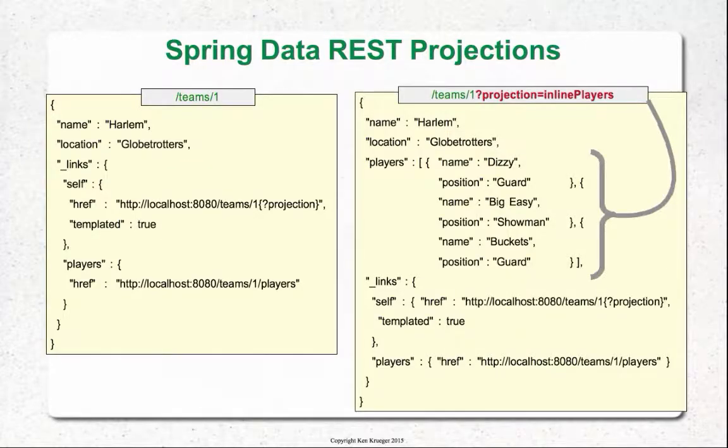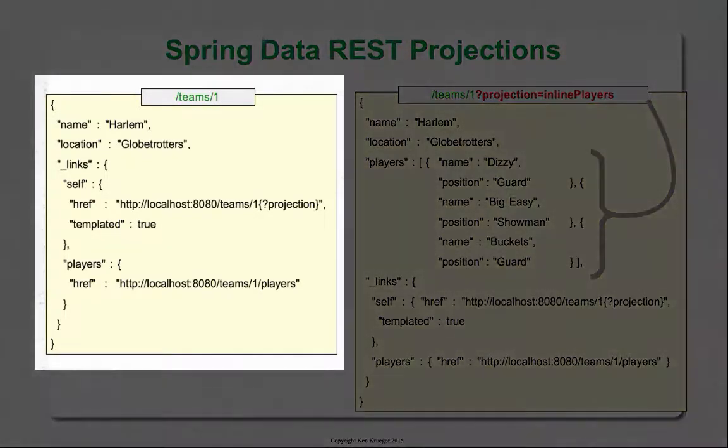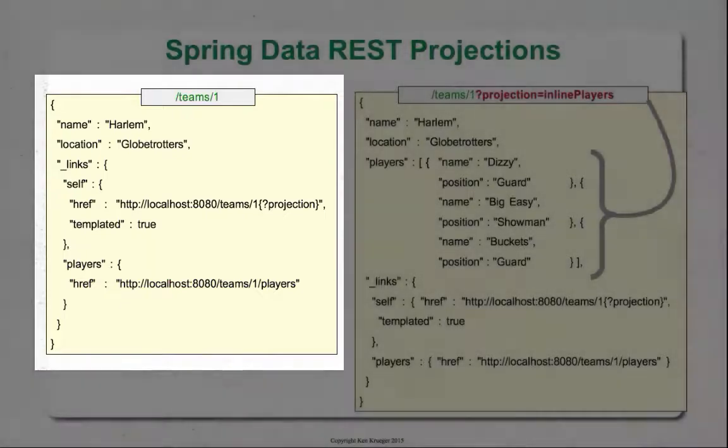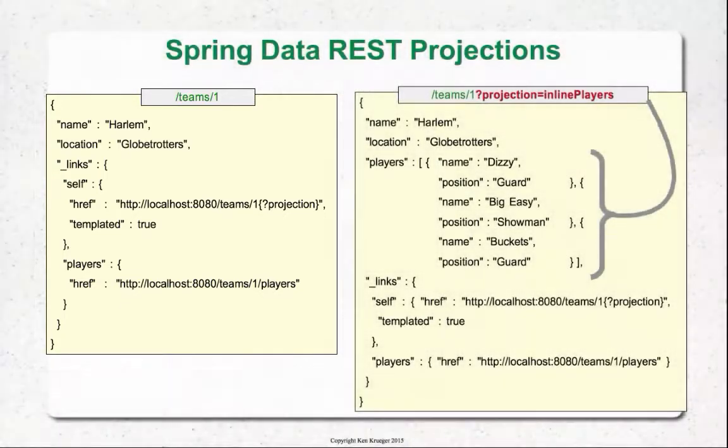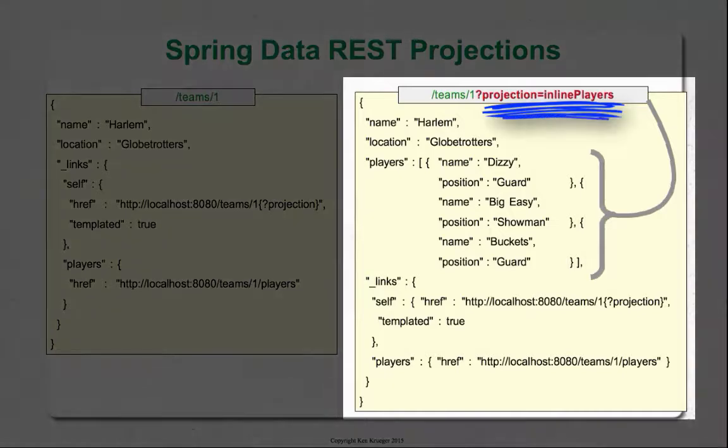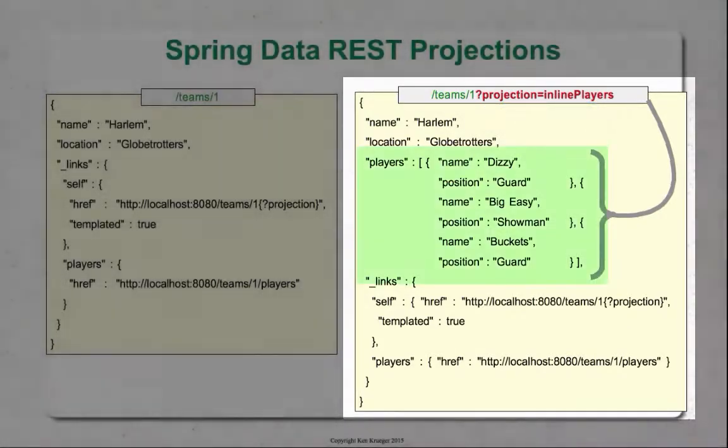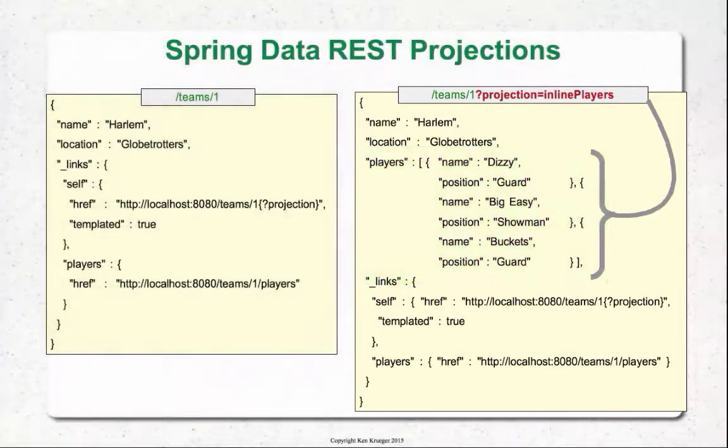And here is the result. You can see on the left, if I just ask for a team resource, I get the links to the associated resources, as one would expect, and a client would need to follow or expand those links. But on the right, you can see I have provided the projection request parameter. The framework then inlines the players just as we like. If you take a close look at either of these responses, you can see that the self link that is generated provides a hint that the projection is available. However, it doesn't tell you what value can be used here, so it's a little bit of a shortcoming in my opinion.